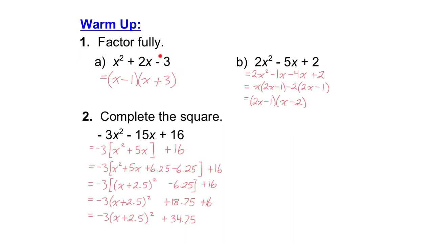This is a simple trinomial, so we need two numbers that multiply to -3 and add to 2. Those numbers are -1 and +3. So the factored form is x minus 1 times x plus 3.